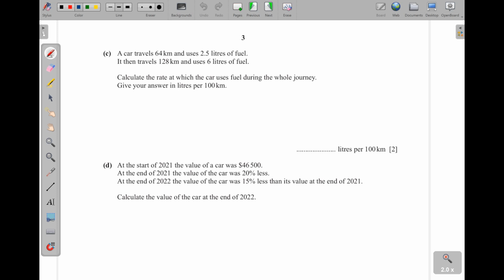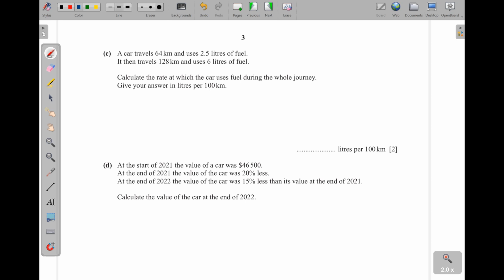17.5%. Part C: a car travels 64 kilometers and uses 2.5 liters of fuel. It then travels 128 kilometers and uses 6 liters of fuel. Calculate the rate at which the car uses fuel during the whole journey. Give your answer in terms of liters per 100 kilometers.